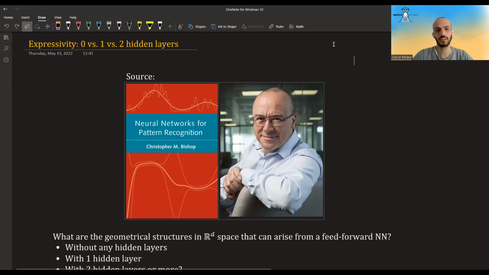Hi guys, in this video we're going to talk about the expressivity of the neural network's architecture. Specifically, we're going to look at 0, 1, and 2 hidden layers.